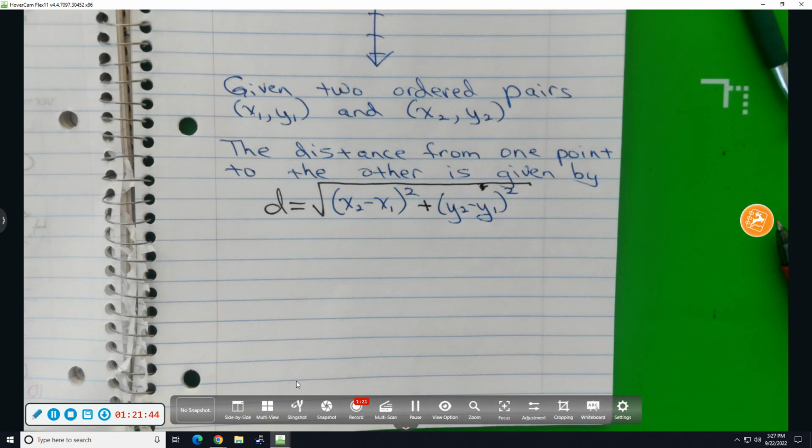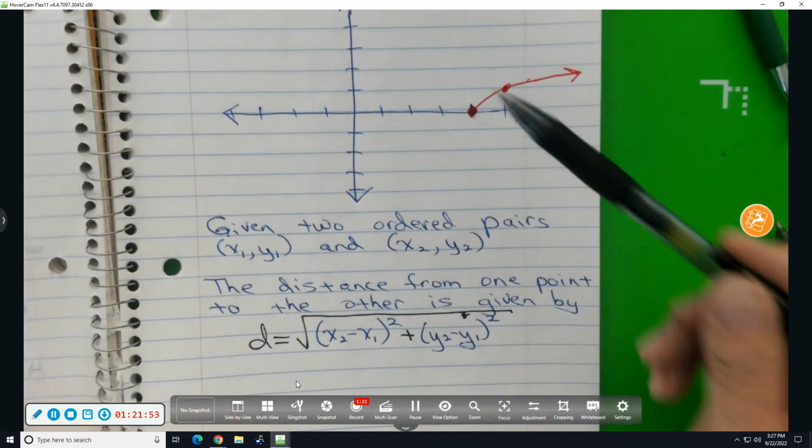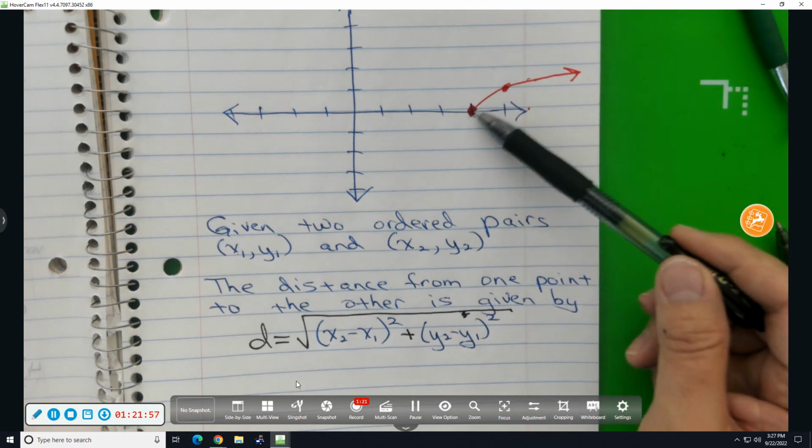And I think we all know what we mean by distance. Really, it's the shortest distance. You put the measuring tape at one spot and you stretch it to the other spot, okay? That's what we mean by distance.